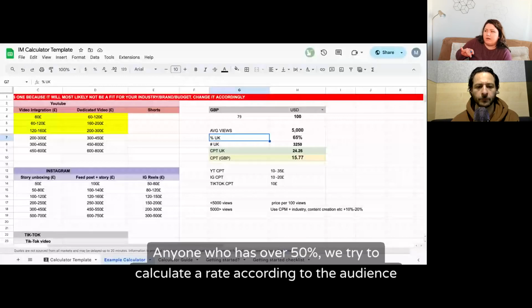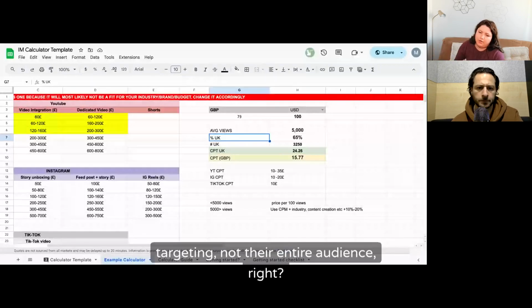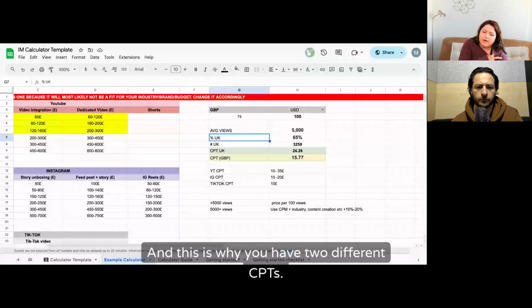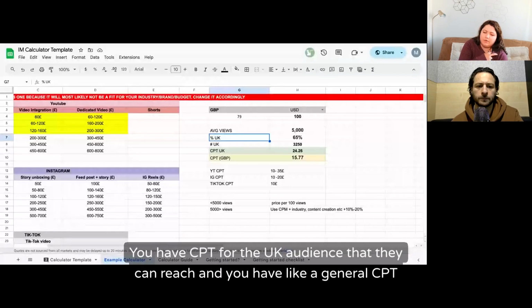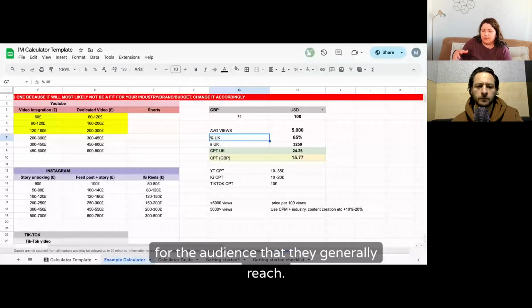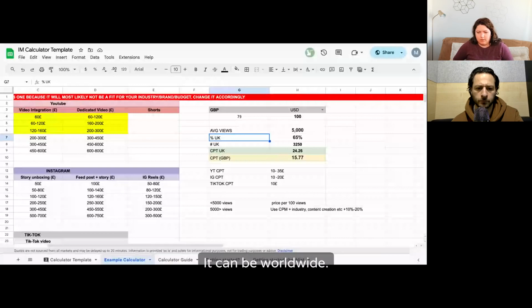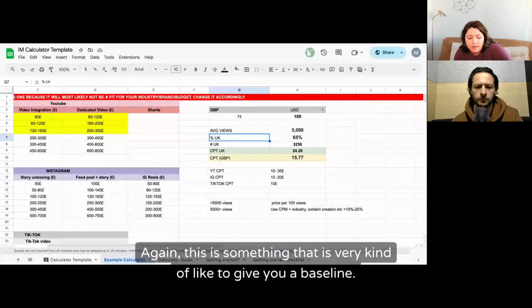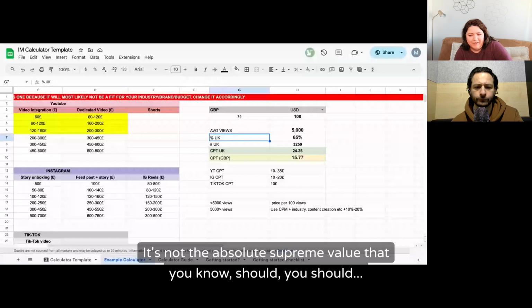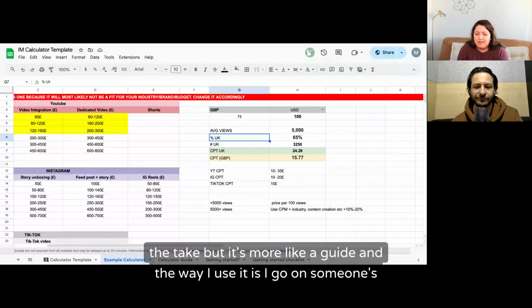Anyone who has over 50%, we try to calculate a rate according to the audience that we're actually targeting, not their entire audience, right? And this is why you have two different CPTs. You have a CPT for the UK audience that they can reach, and you have a general CPT for the audience that they generally reach. It can be worldwide. Again, this is something to give you a baseline. It's not the absolute supreme value that you should take, but more like a guide.